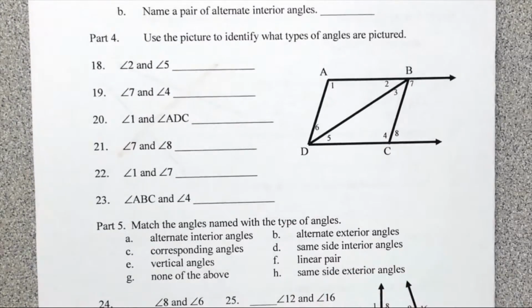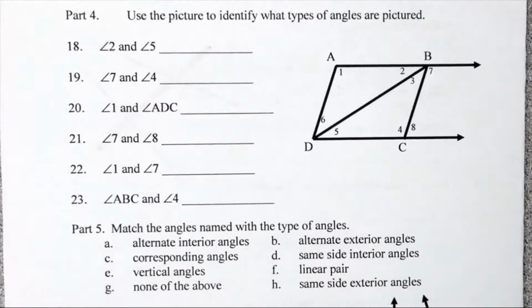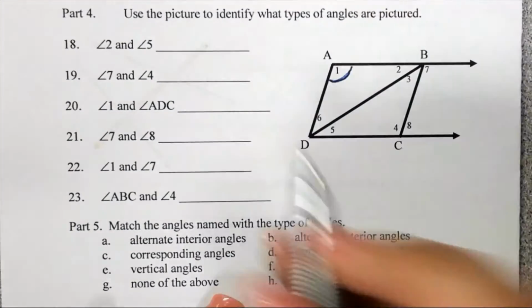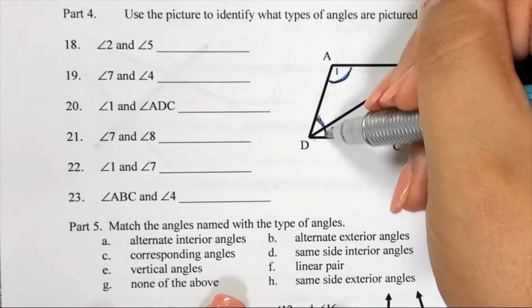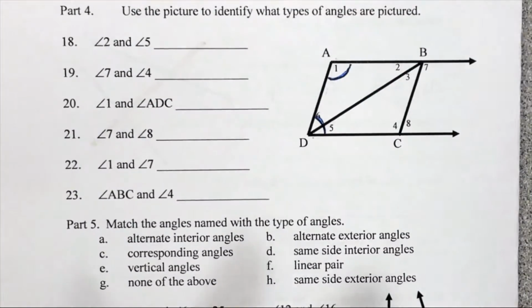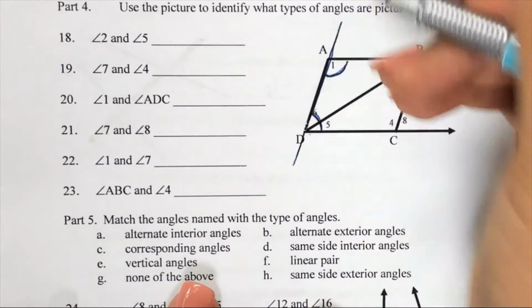All right, part 4 is the one that everybody gets confused every year. They always have questions. So I'm just going to answer question 20 for you. Okay? So it says angle 1 is right here, and ADC. A to D to C is this whole thing right here. And they're like, Miss Alvarez, there's no transversal. There is. We can just extend these lines.